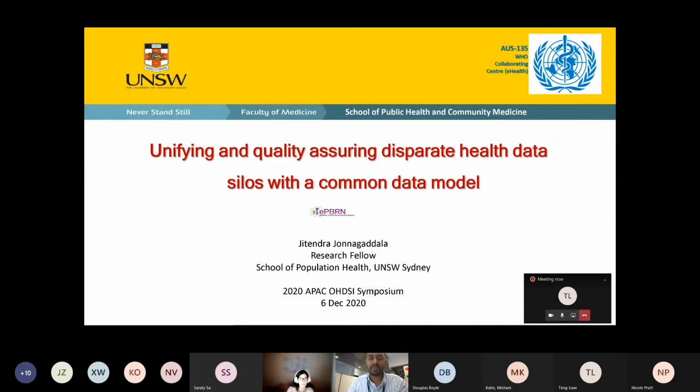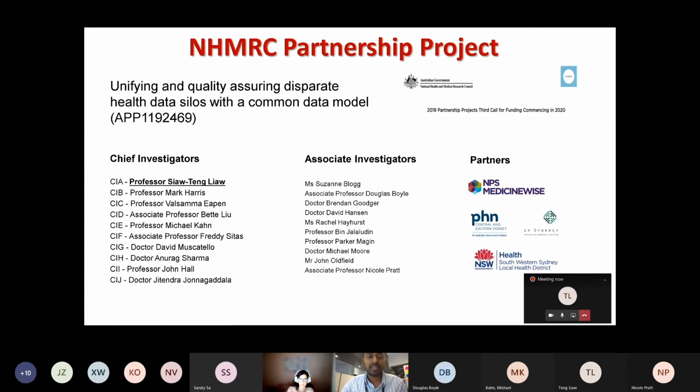For those who don't know me, I'm a research fellow at the School of Population Health based at UNSW Sydney, and also a member of the WHO Collaborating Center for eHealth based at the school, which Teng is leading. This is an HMRC partnership project which we applied for back in 2018 for projects commencing in 2020. But due to the contracts, we requested an extension. So officially, this project will be starting from January 2021.